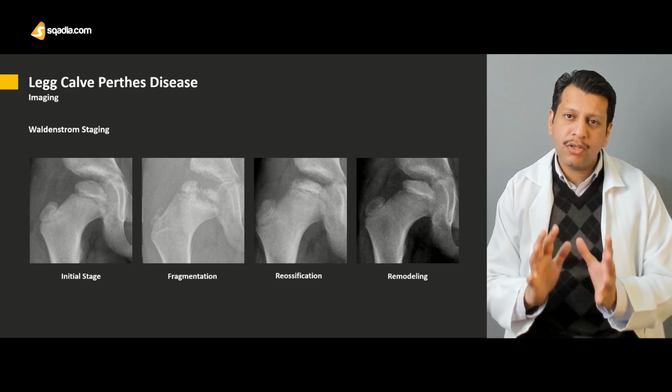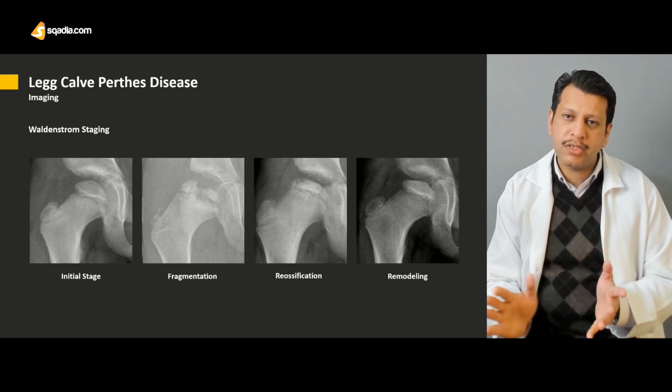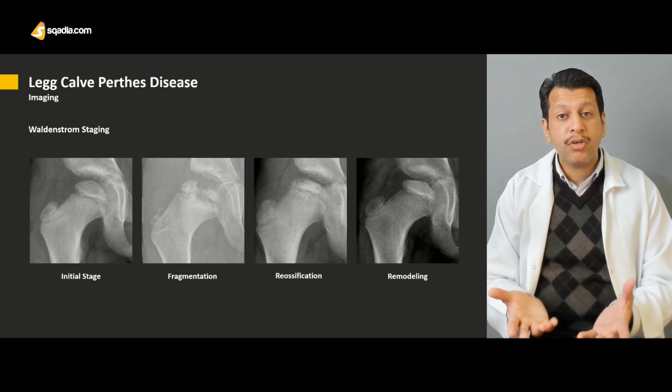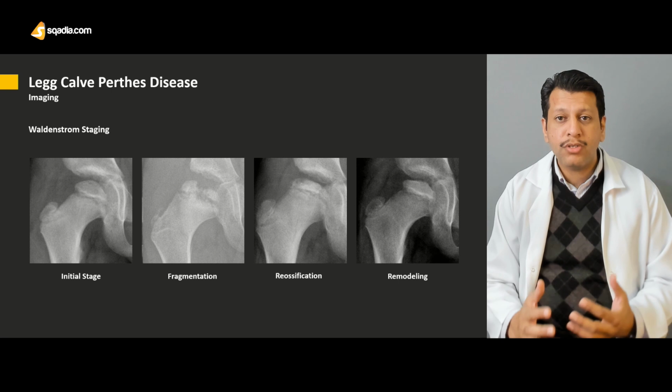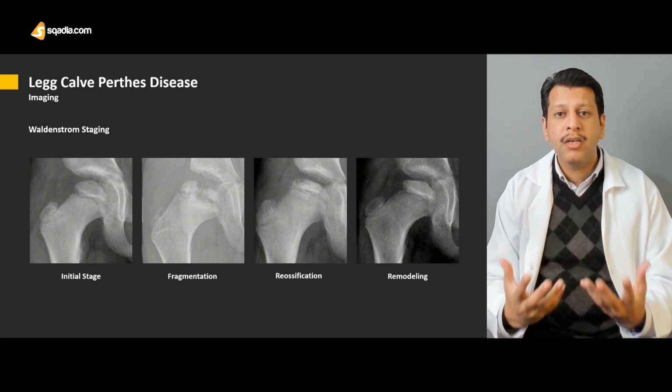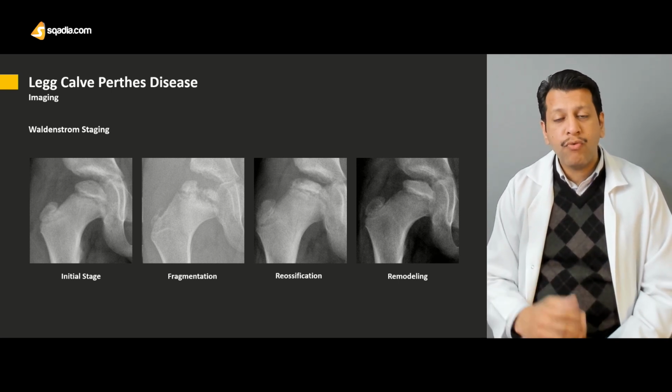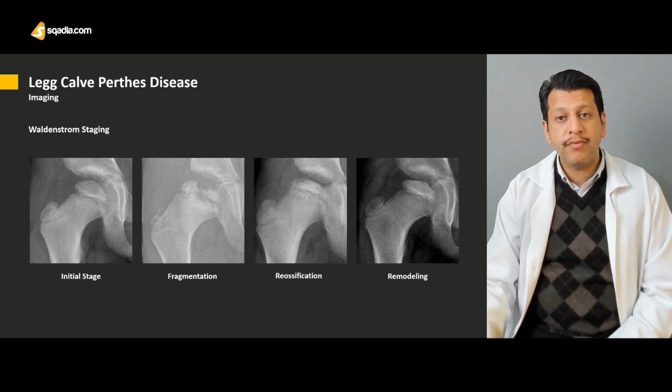That is something you need to remember, that this is the natural history, and it is something you need to counsel the parents about as well, how this disease will progress and evolve, and eventually it will be better for the child before embarking on any kind of surgical intervention.